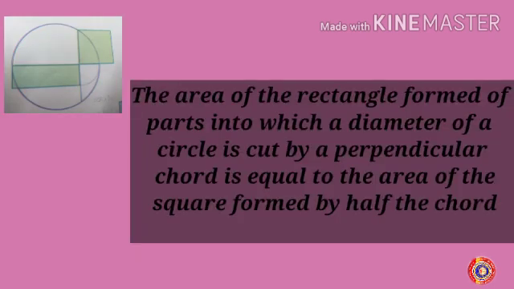Next, the area of the rectangle formed of parts into which a diameter of a circle is cut by a perpendicular chord is equal to the area of the square formed by half the chord. Okay. Here, the rectangle formed on the parts of the diameter is equal to the square formed by half the chord. Okay. Using this principle, we have to do the construction questions.